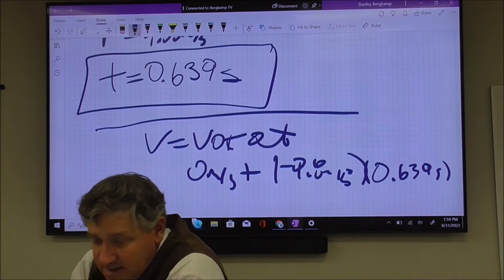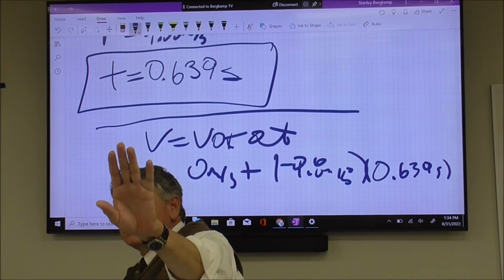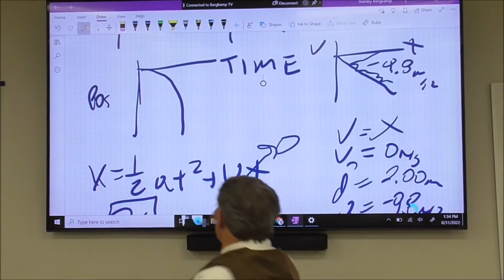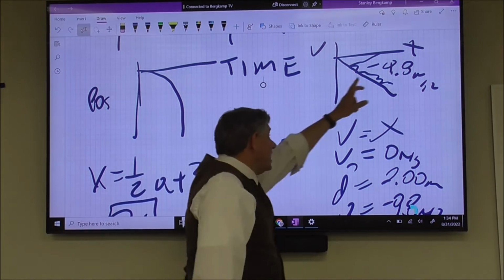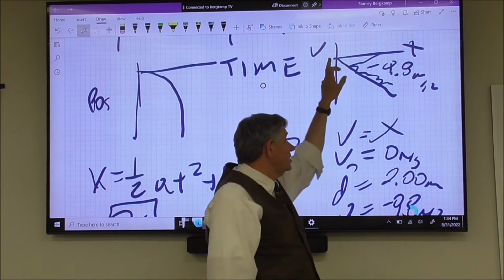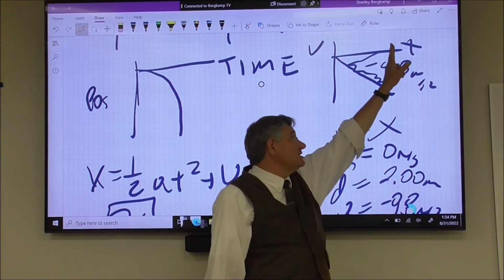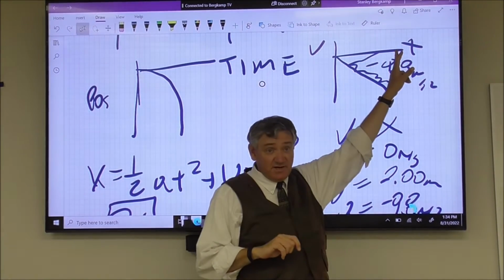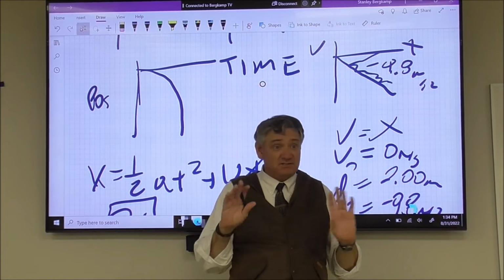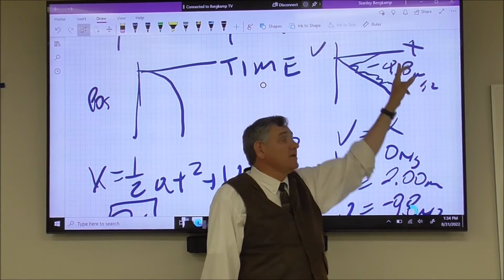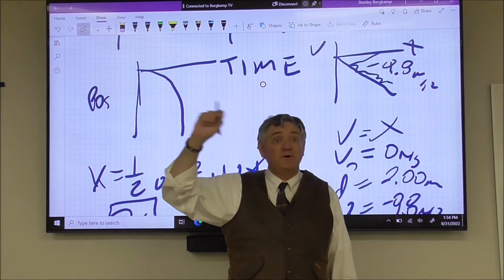0.639 seconds. This is a slope intercept. That's all this is: we're going to start up here at 0. We know our time is 0.639 seconds. We know our acceleration. We're just trying to find the y value that corresponds with an x value of 0.639 seconds. That's it. It's an x and y coordinate system. We're just finding the y coordinate that matches with an x coordinate of 0.639 seconds.